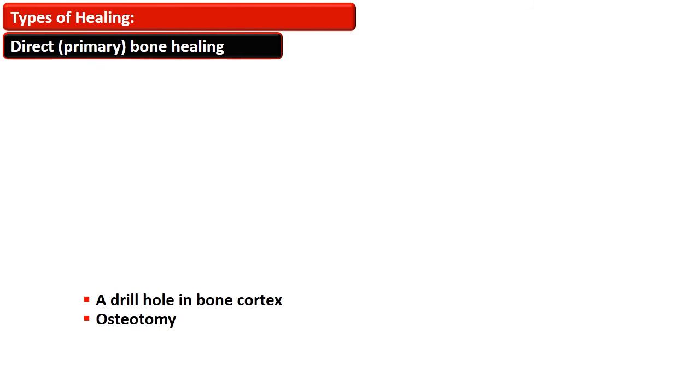Examples are a drill hole or osteotomy, when a fragment is removed by a fine saw during orthopedic surgery, and the soft tissue response is very low or not present at all. Bone is also fixed rigidly, which stops callus formation. The fracture callus grows only at the fracture site.